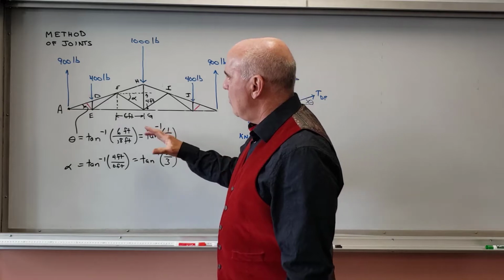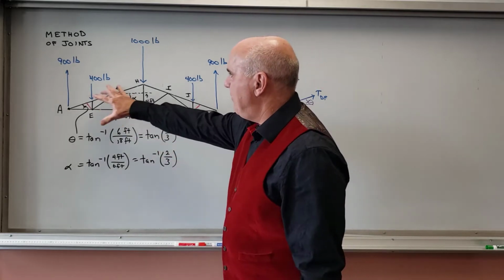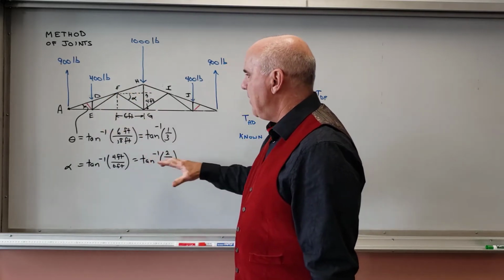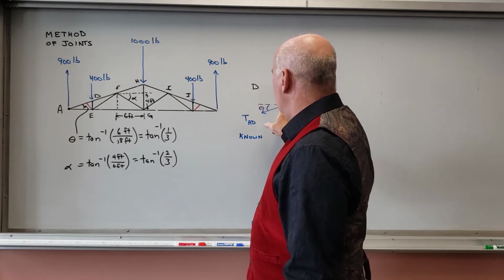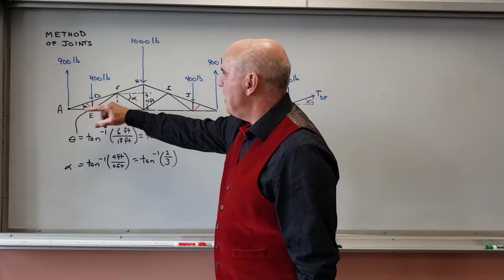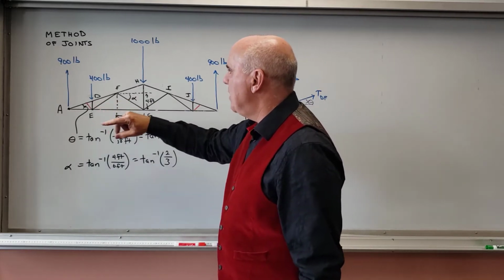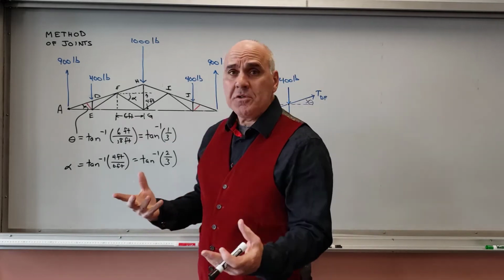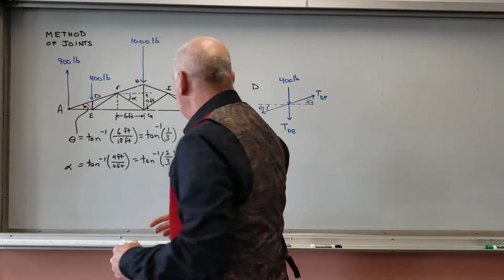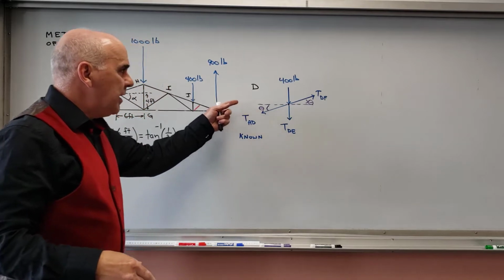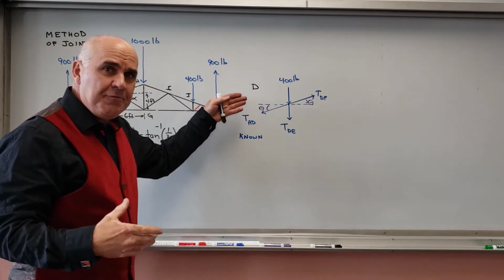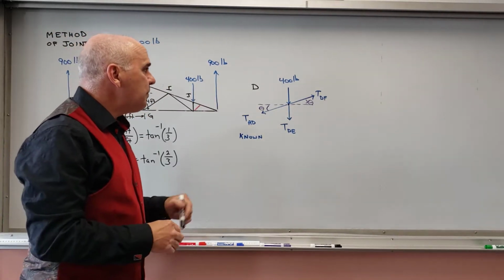All right, and so what we want to do now is finish off looking at the various joints, and we're going to start at D. We're going to look at joint letter D here, and then we want to look at the forces that are acting at that point. All right, so here's a free body diagram, or a force diagram, specifically for joint D.